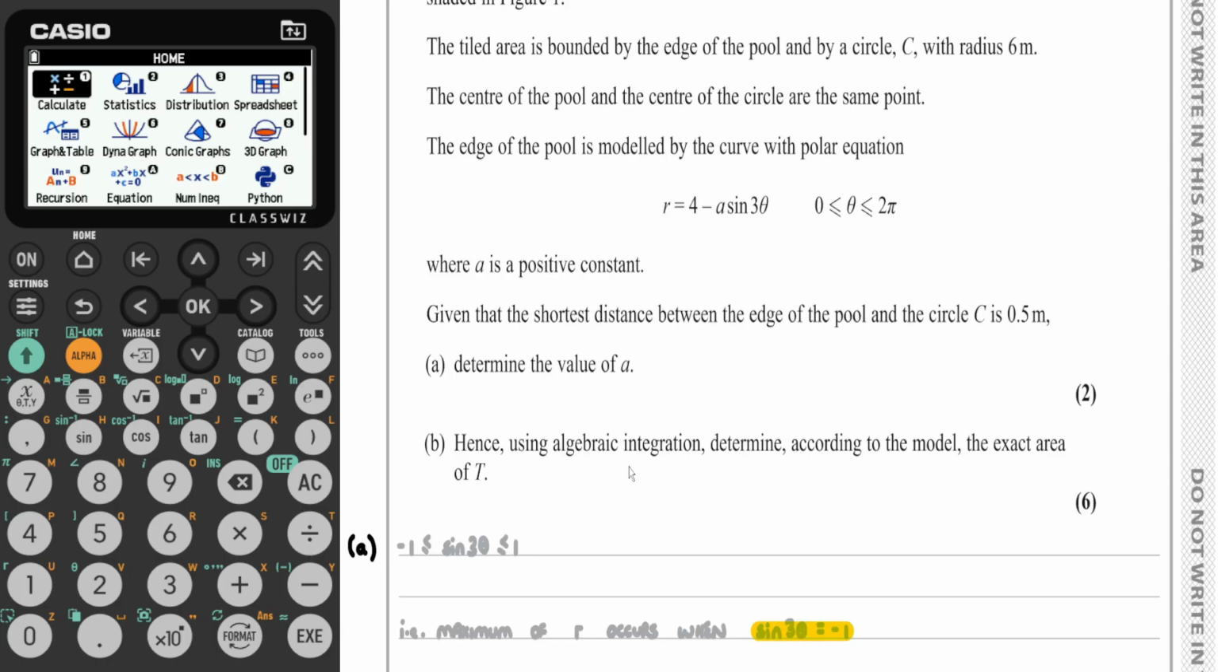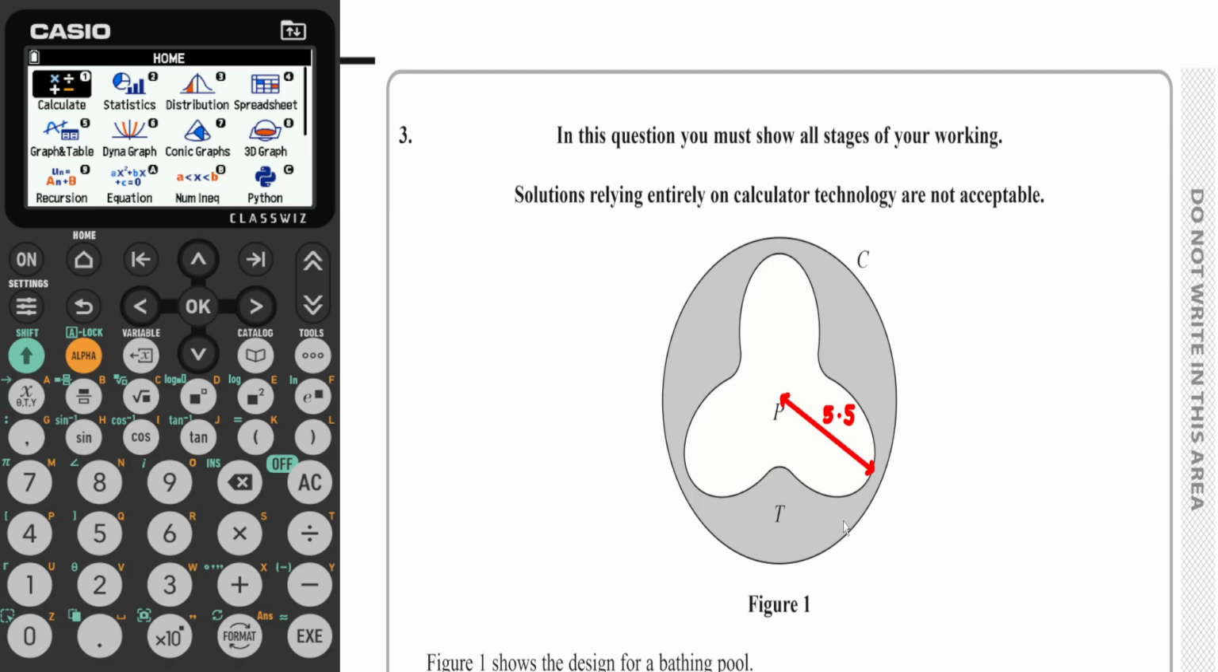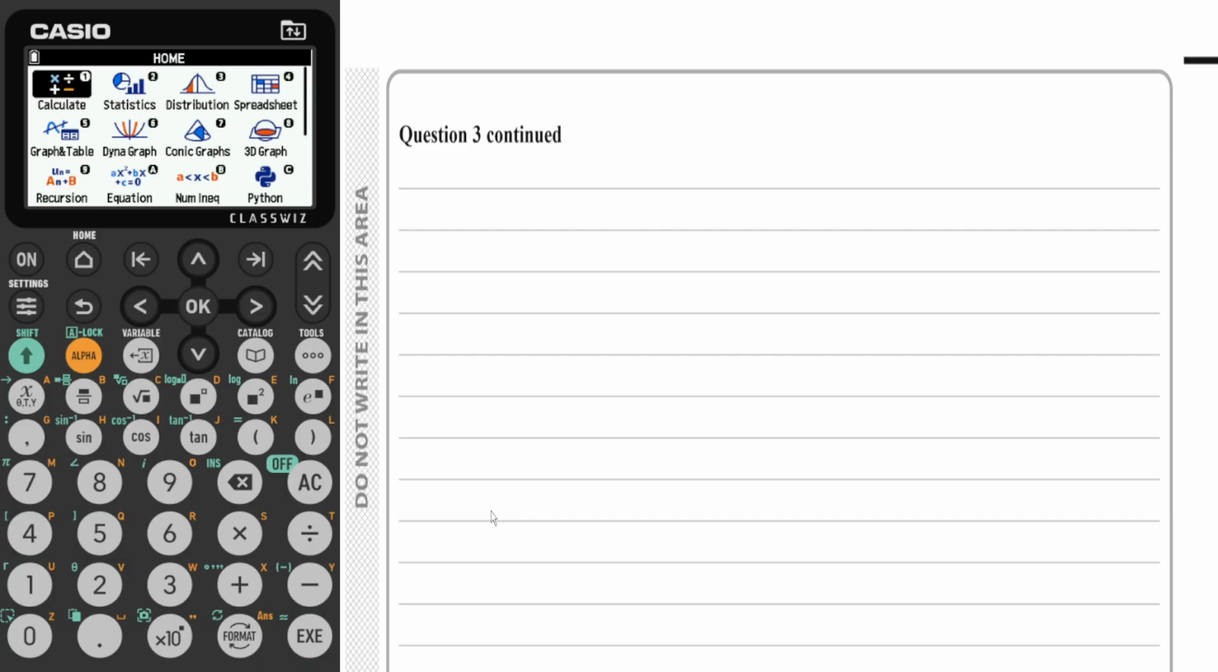Part B. Hence, using algebraic integration, we have to determine, according to the model, the exact area of T. We've got this circle and we've got the pool shown here. The area of T will be the area of the circle subtract the cross-sectional area of the pool. The area of the circle is just pi times the radius 6 squared, which is 36 pi. We can now find the area of the pool.